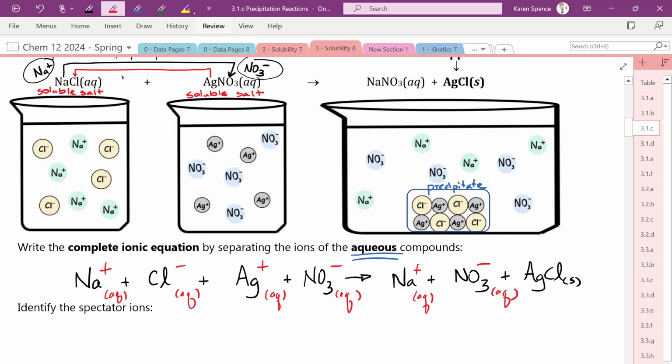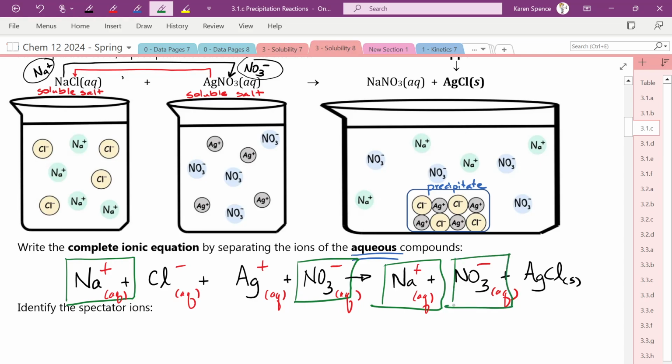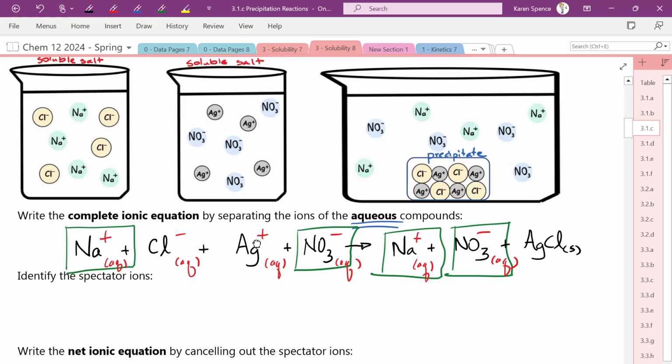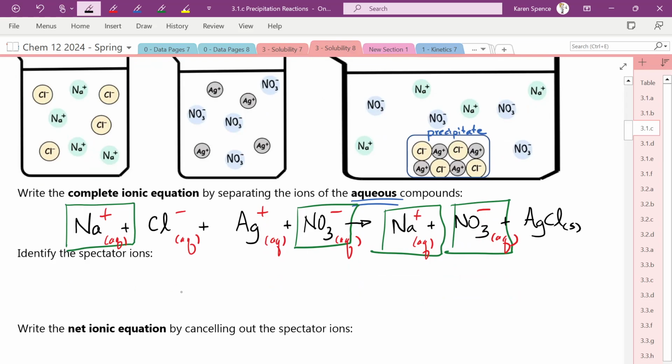Who are our spectator ions? Na plus, because it has stayed the same from one side to the other side, and NO3 minus. Excellent. So if you would like to now please write the net ionic equation. So we had spectator ions were Na plus and NO3 minus.